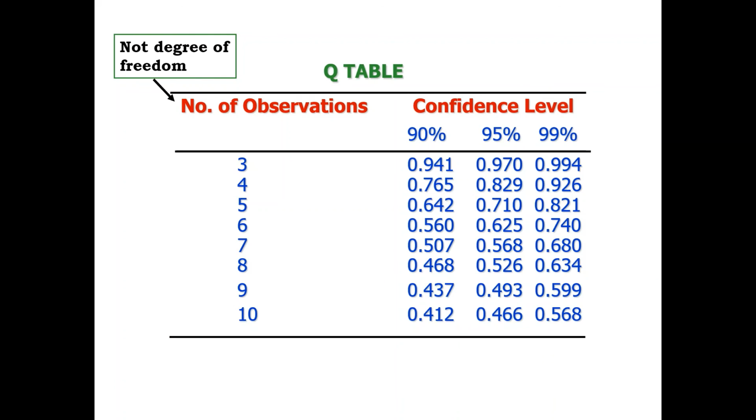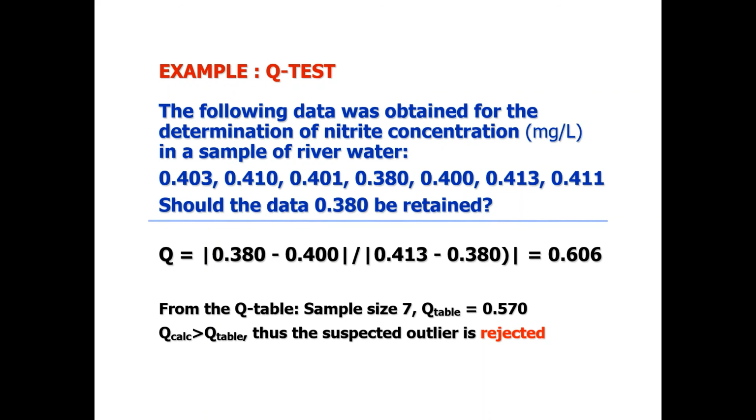And this is the Q table. I'll just focus on this number, which is not the degree of freedom. Instead, it is the number of observations, how many data are included. So these are the values. Just now we had 6 data at 95%, so it's 0.625.